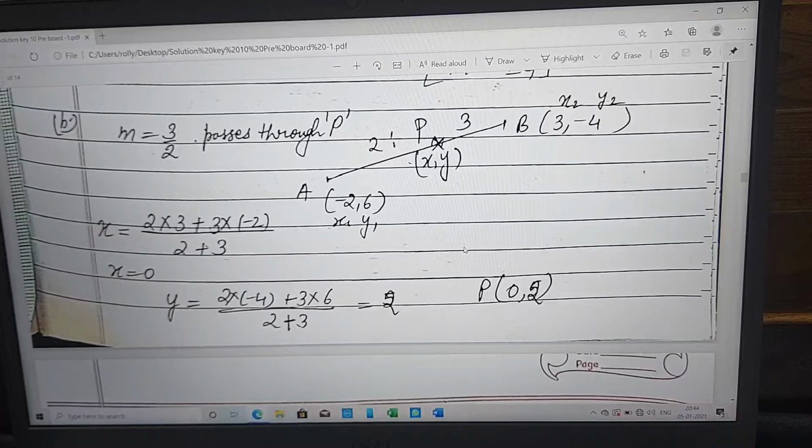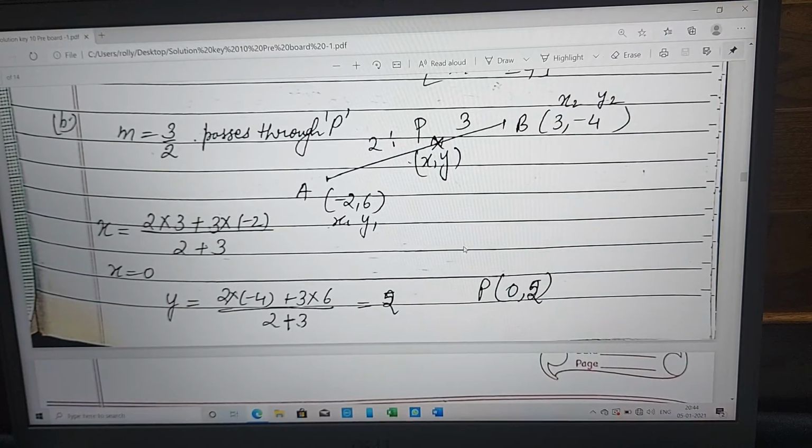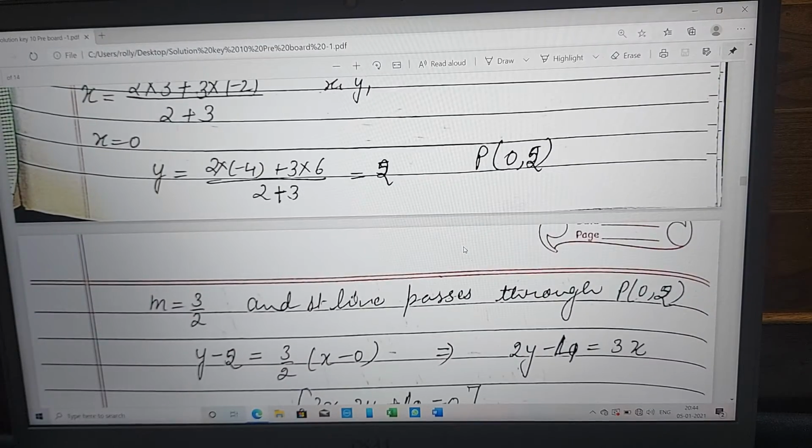So we'll calculate the values of x and y by using the formula x is equal to (mx2 plus nx1) divided by (m plus n). Okay, so the value of P becomes (0, 2). Clear? If we are taking m as 2, then x is 2 into 2, we have to take the value from the other side, so 2 into 3 plus 3 into minus 2. Clear? Moving on to the next one.